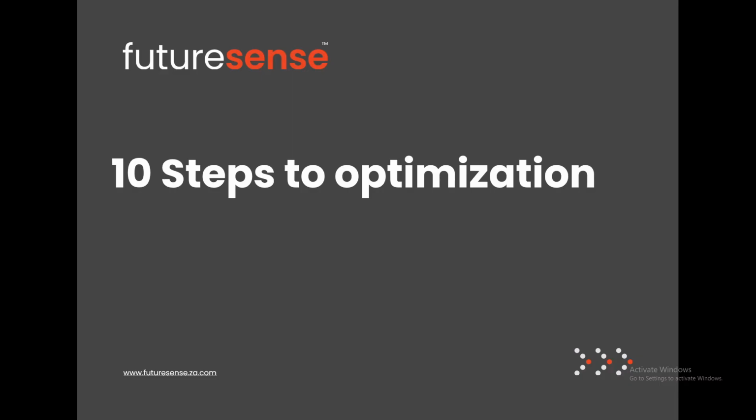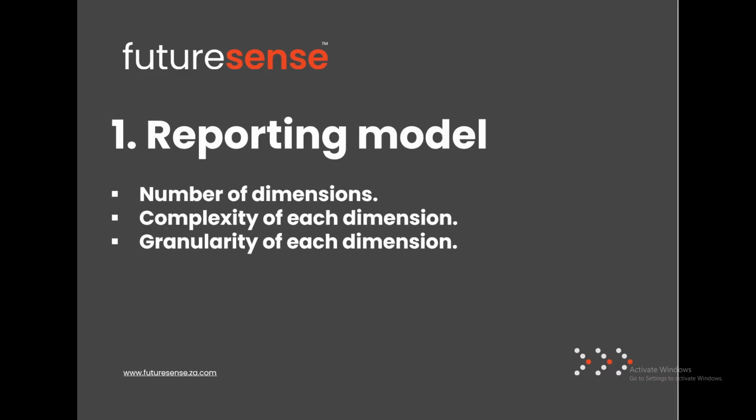10 steps to optimization. There are lots of things that can be done to improve a database. In this presentation, we will focus on 10 major items. Number 1, the reporting model.